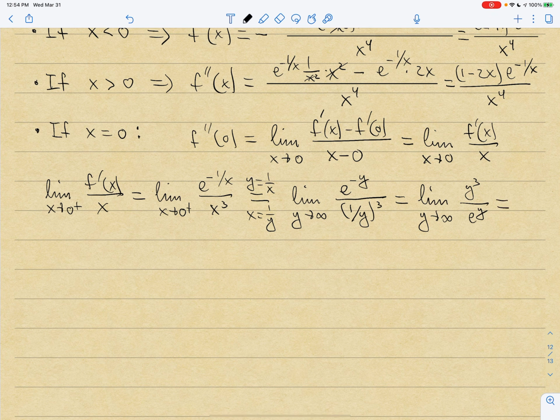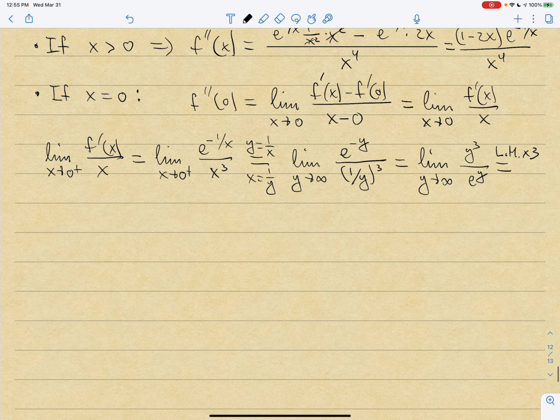So if I use L'Hopital's rule 3 times, then this becomes a limit as y goes to infinity of 6, the third derivative of y cubed, over e to the y, and so that is 0.